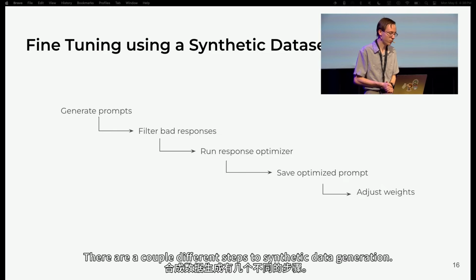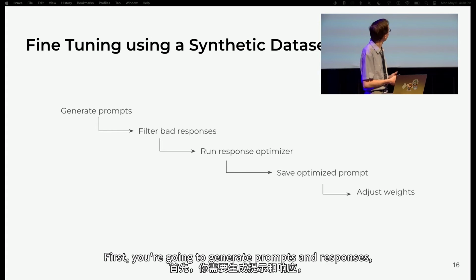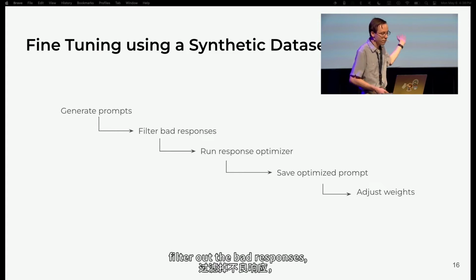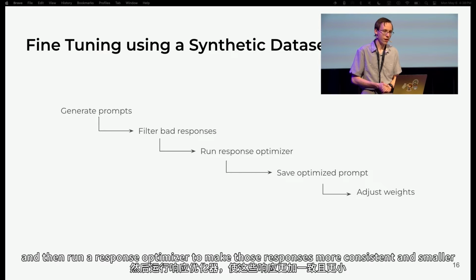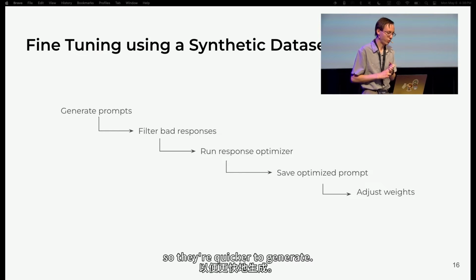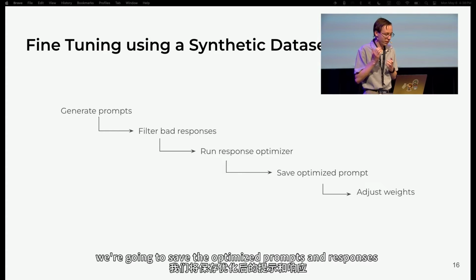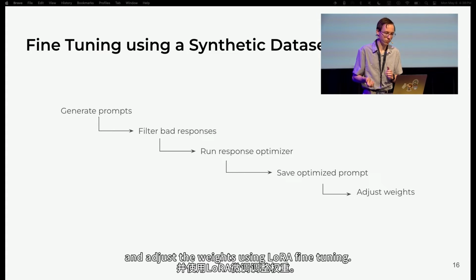There are a couple different steps to synthetic data generation. First, you're going to generate prompts and responses, filter out the bad responses, and then run a response optimizer to make those responses more consistent and smaller so they're quicker to generate. Finally, we're going to save the optimized prompts and responses and adjust the weights using LoRA fine-tuning.